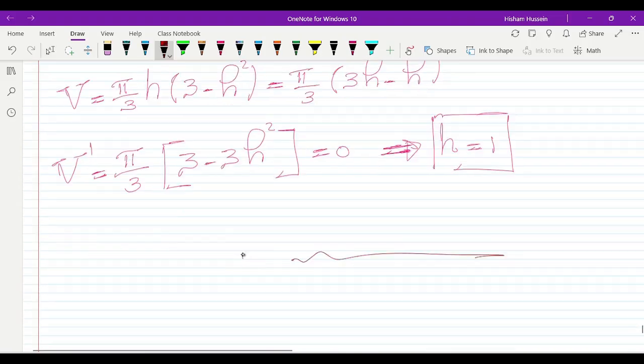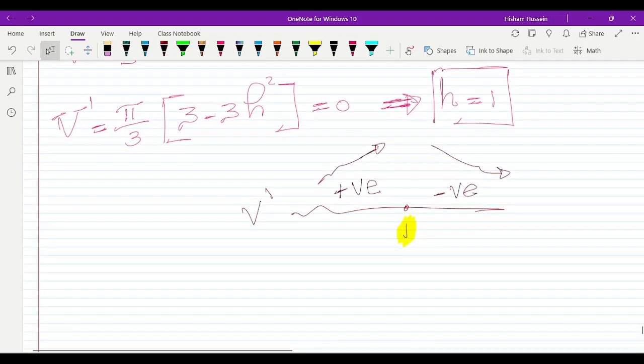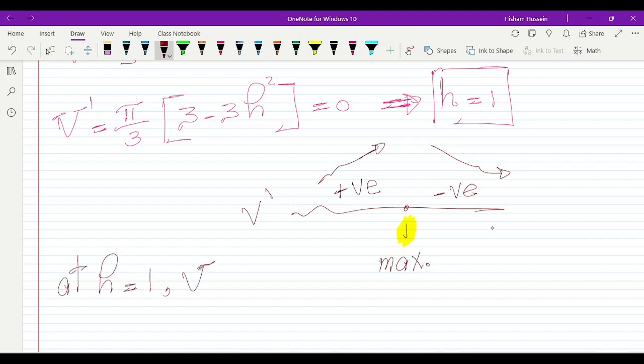On the number line for V dash, here we have 1. Substitute with a value before: positive. Substitute with a value after: negative. So positive, negative, this means that at this point, h equals 1, the function is maximum. So at h equals 1, V is maximum.